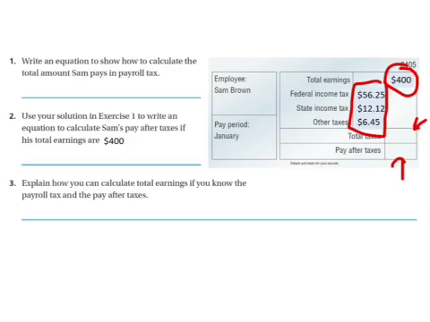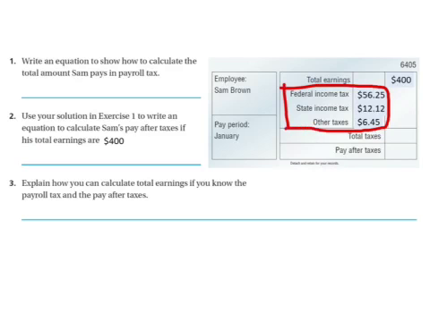So, the first question is, write an equation to show how to calculate the total amount Sam pays in payroll tax. Well, Sam's payroll tax is right here. It's all the taxes taken out of his paycheck. So, to find that total, I would need to just add these three. So the first part of the equation is just adding these three numbers.